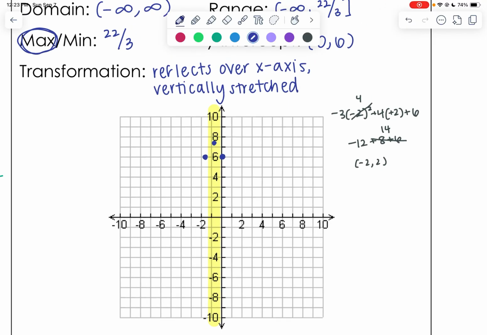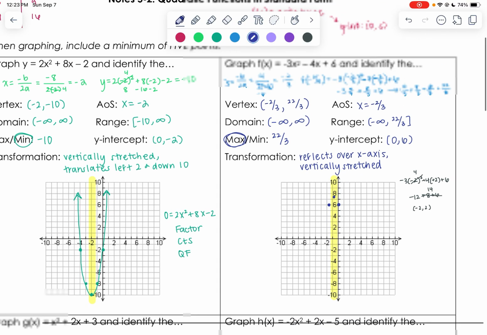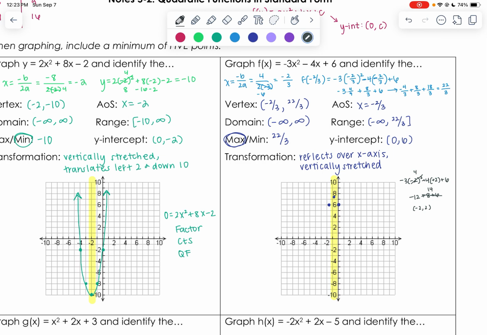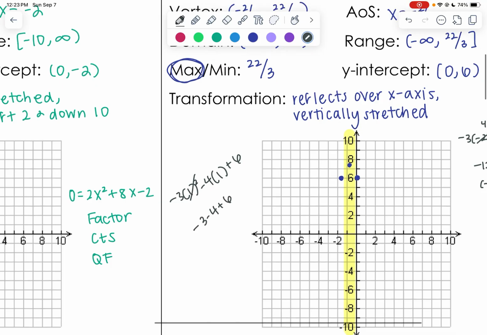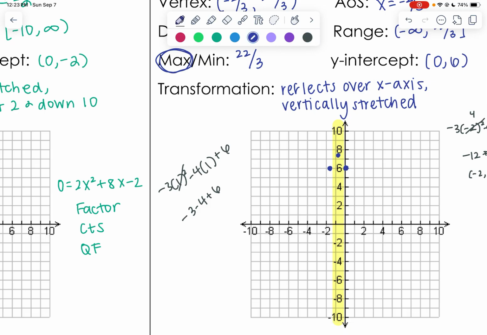So I'm going to pick a different point to plug in now. I'm going to go ahead and plug in 1. So now I'm going to come back up here, so I'm going to have negative 3 times 1 squared minus 4 times 1 plus 6. So negative 3 times 1 squared would just be negative 3 minus 4 plus 6. So that would be negative 7 plus 6, so that would be negative 1.